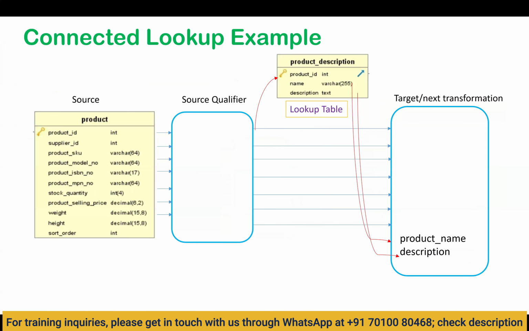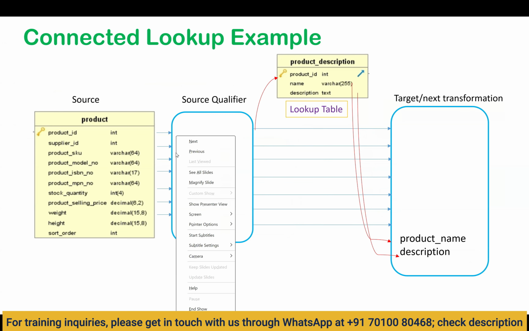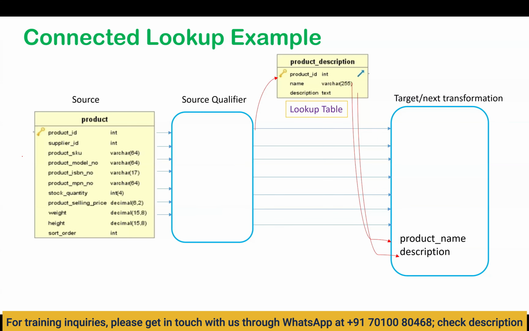How do you explain this left outer join? For example, on the left we are getting 100 records. Which is the left table here? The source table is the left table. The lookup table is always the right table. From the source, I'm getting 100 records, so all 100 records will flow to the target. And for this product ID, we need to take the product name and description.